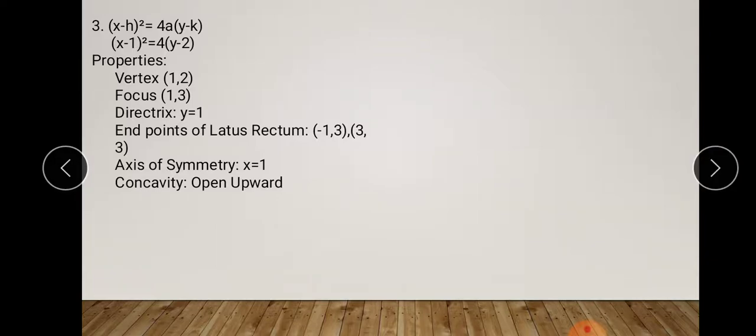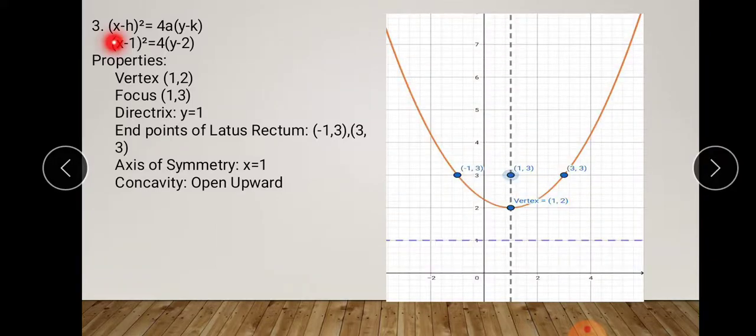Example number 3: (x − 1)² = 4(y − 2). The properties: the vertex is (1, 2), and the focus at the point (1, 3). The directrix is y = 1, and the endpoints of the latus rectum are at the points (−1, 3) and (3, 3). The axis of symmetry is x = 1, and the concavity is open upward.